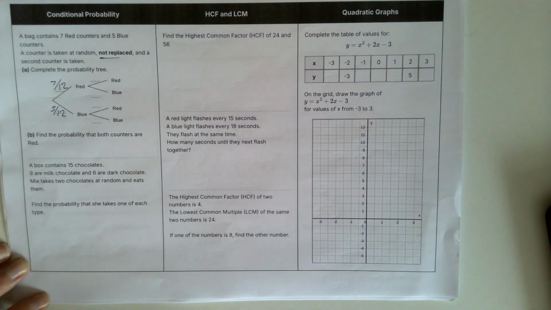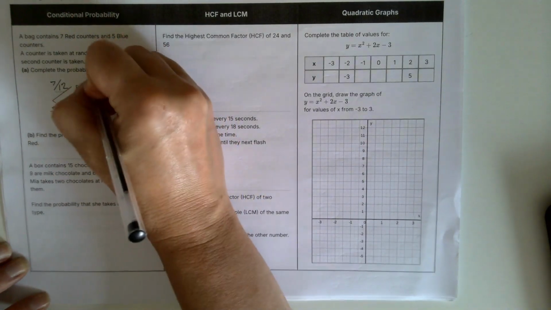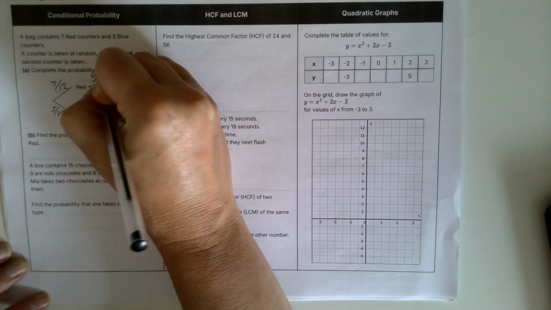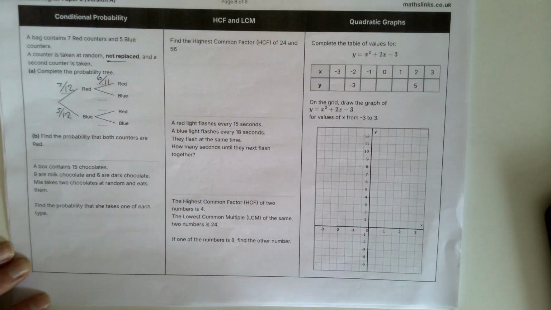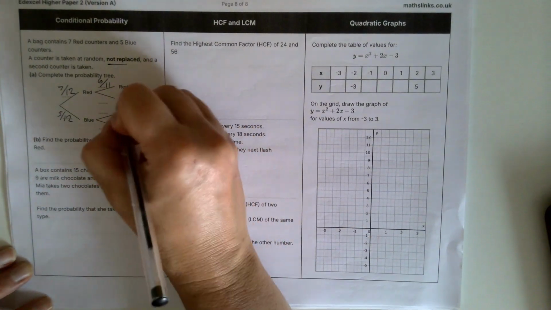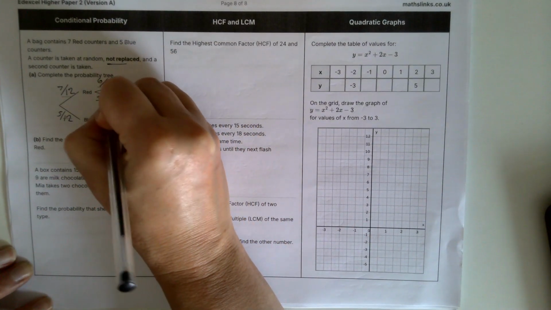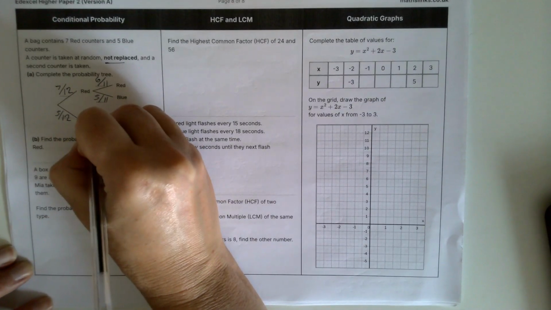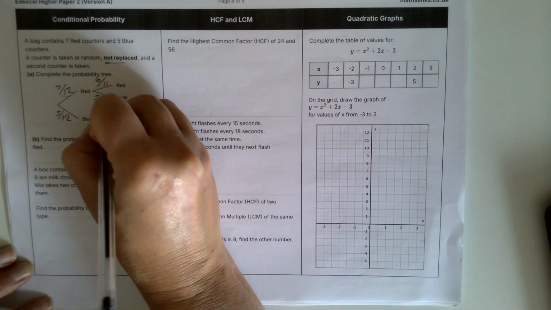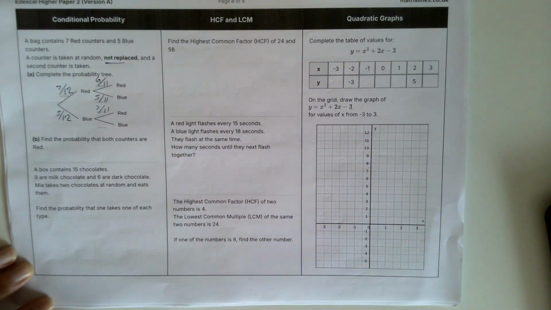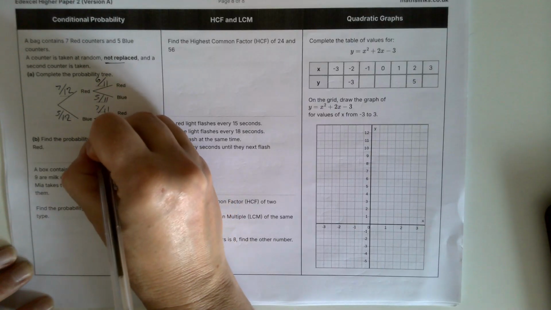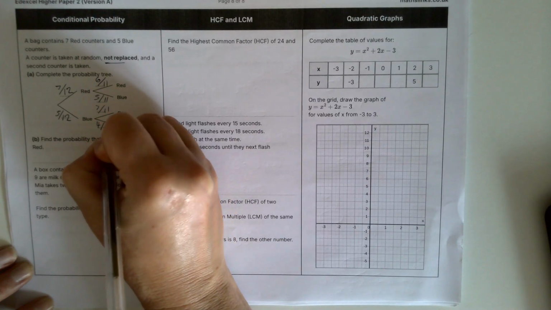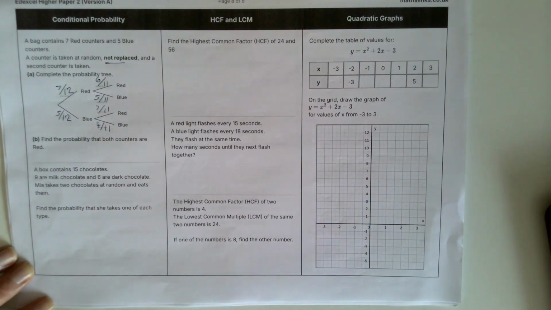Now it's not replaced, which means if you pick a red, you now only have 6 reds to pick from, and there's only 11 left in there. Blue, you still have 5 blue, but only 11 to pick from. If you go down and pick blue first, you still have all 7 reds, but only 11 to pick from. And if you pick blue, then you only have 4 blues left out of 11.